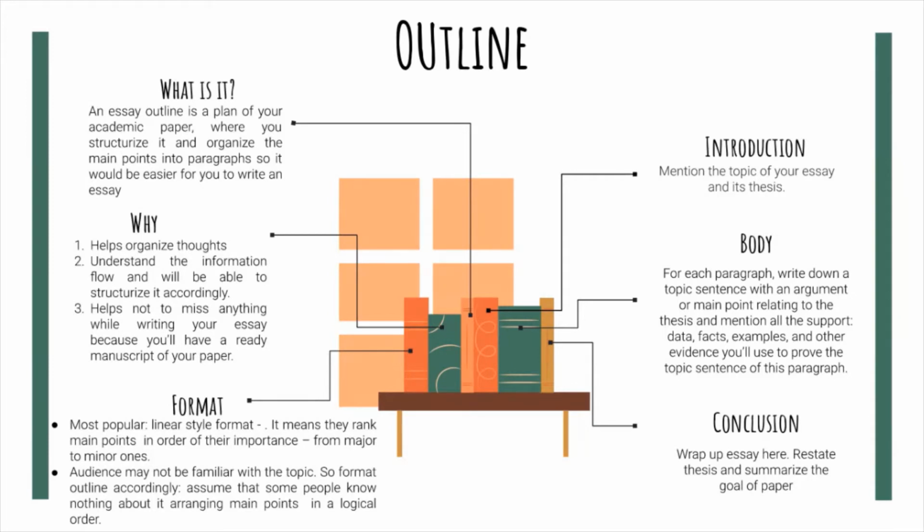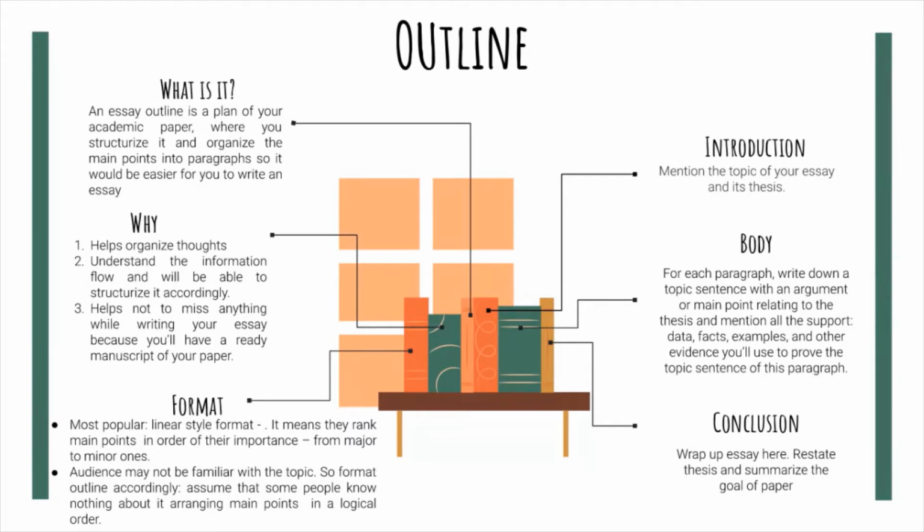Typically, the formatting is this linear style, which I kind of showed to the right of the screen. It means they rank the main points in order of their importance from major to minor. And when you format or you're thinking about your outline, you also need to still keep the audience in mind with the fact that they may not be familiar with your topic. So you need to format your outline accordingly, assuming that some people know nothing about arranging the main points and make them in an order.